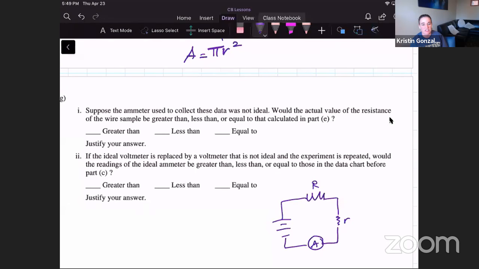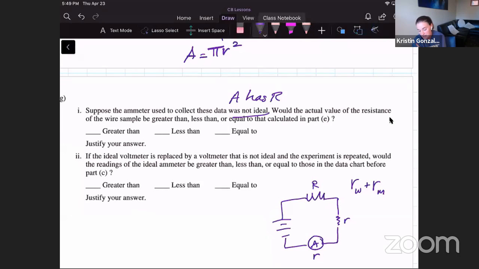Okay, what are our predictions? So what would that change? Let's reason through it. If our ammeter is not ideal, that means our ammeter has resistance. So this ammeter would have its own resistance. What would that do to the total resistance in the circuit? Well, the resistance that I calculated was just the wire. Now I really have that resistance being the R of the wire plus the R of the meter.